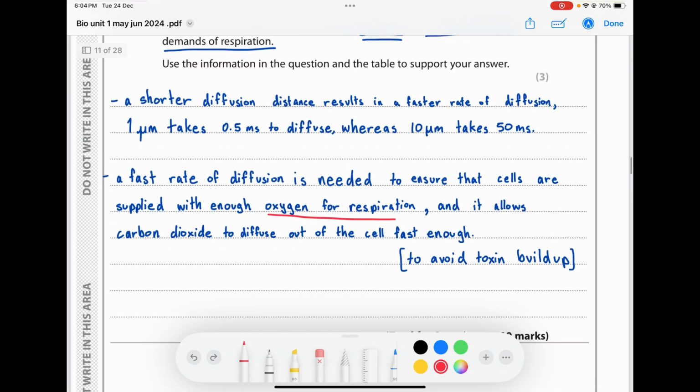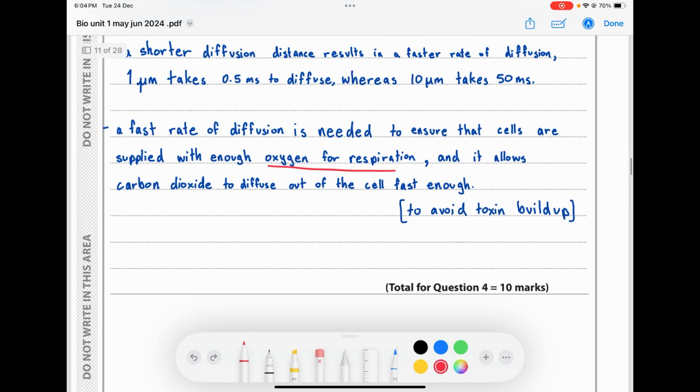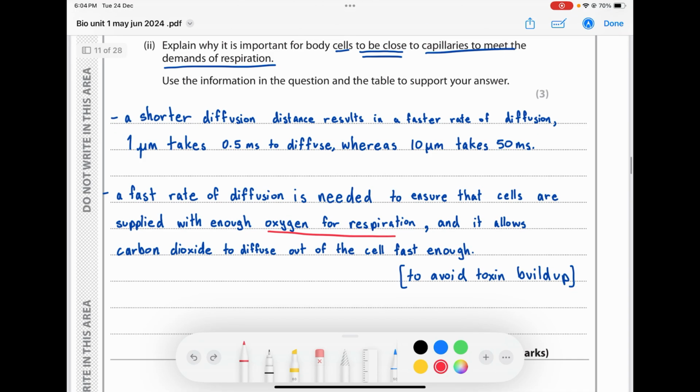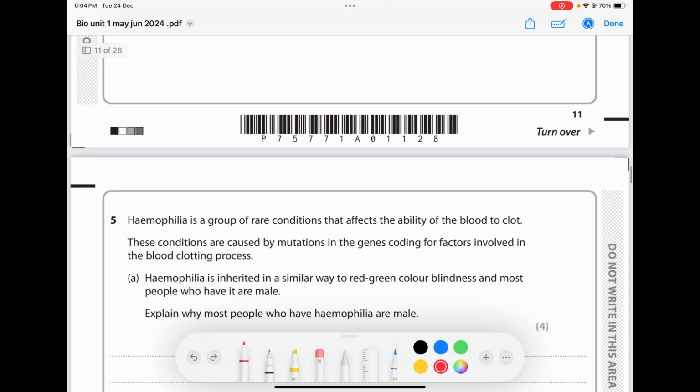So a fast rate of diffusion is needed to ensure that cells are supplied with enough oxygen for respiration, and it allows carbon dioxide to diffuse out of the cells fast enough to avoid toxin buildup. So that's pretty much the answer for question 4.